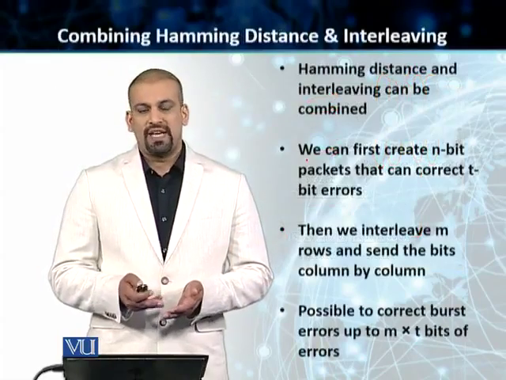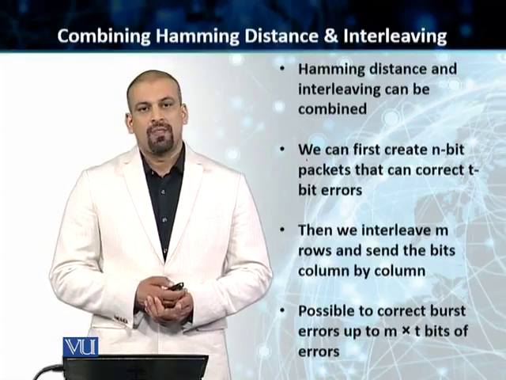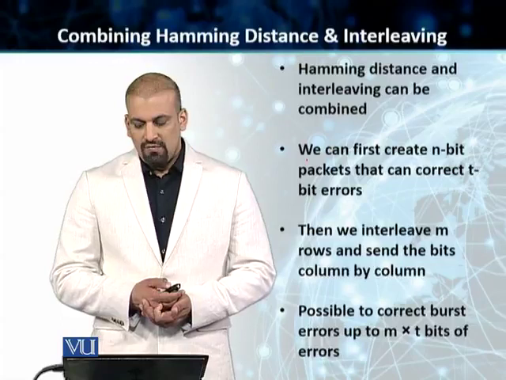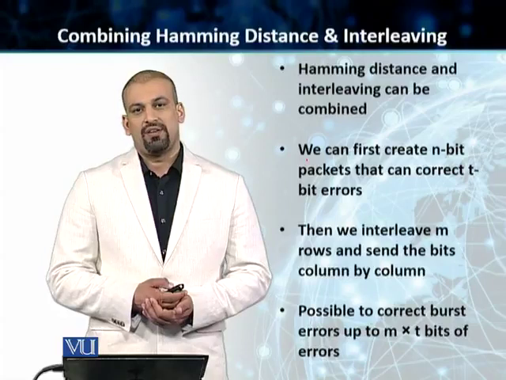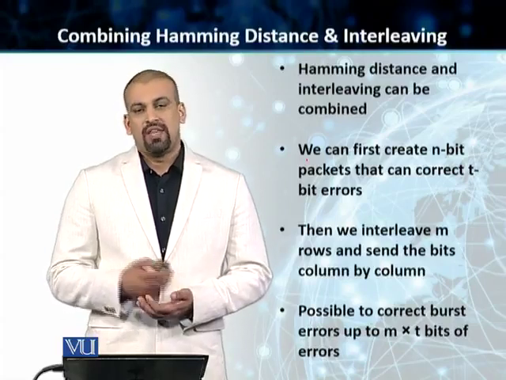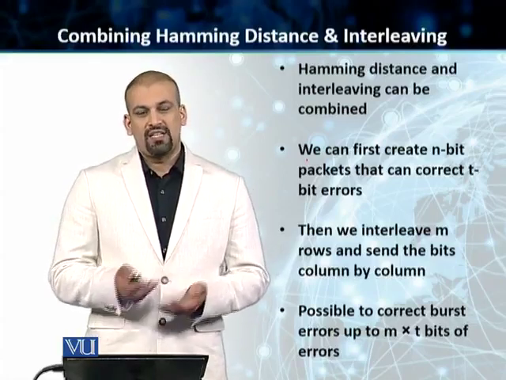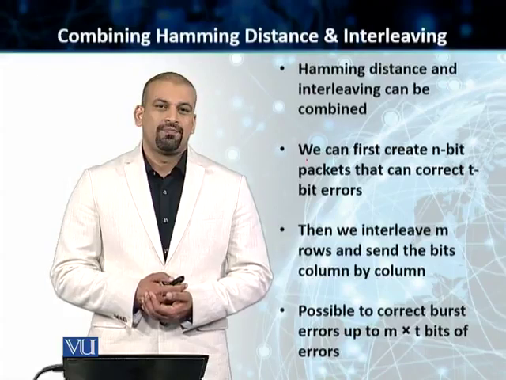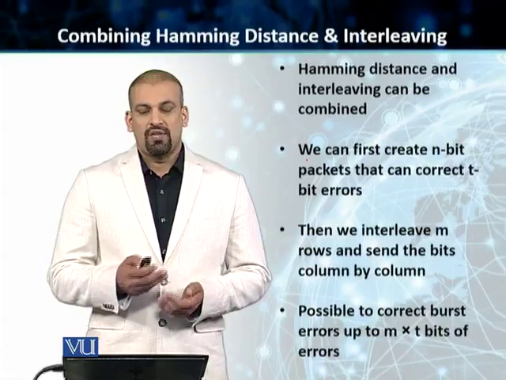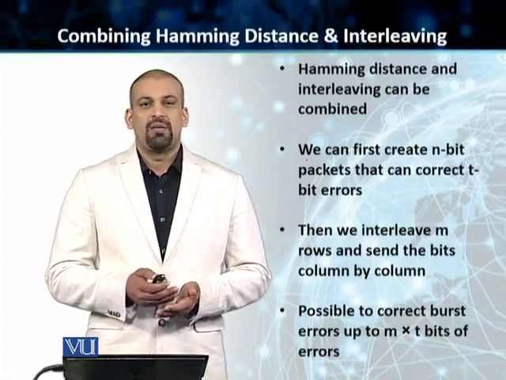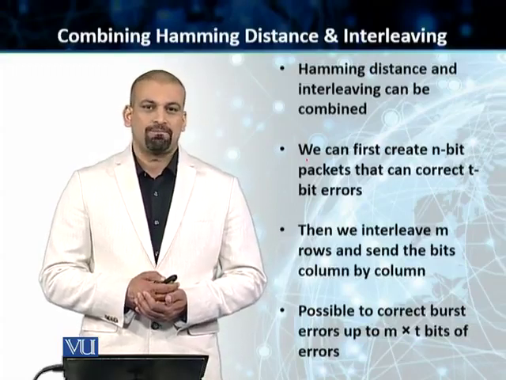Students, we'll move on to our next technique, and that technique is the combination of Hamming distance and interleaving. Using the Hamming distance, we can first create an n-bit packet that can correct t-bit errors. And then using interleaving, we can interleave m rows and send the bits column by column. Using both these techniques, we have the capability of correcting m multiplied by t bits of a burst error efficiently.